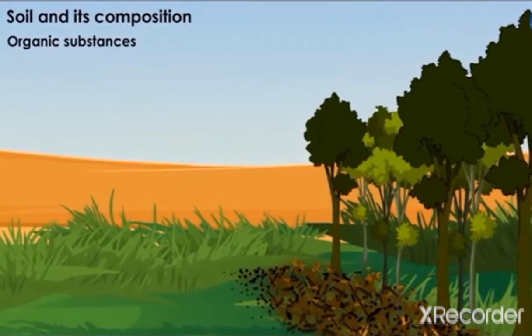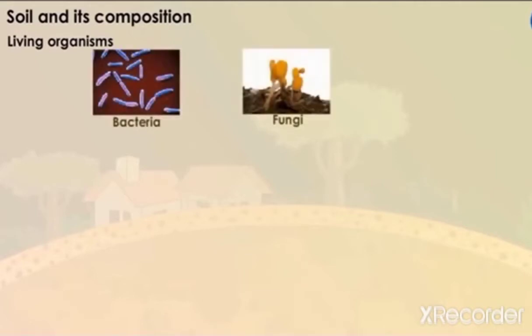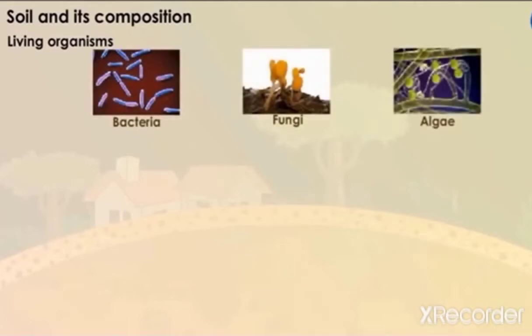The completely decomposed product of the plants and animals is called humus. It makes the soil fertile and improves its water holding capacity. It also encourages the growth of useful microbes in the soil. There are plenty of microscopic organisms such as bacteria, fungi, and algae living in the soil.